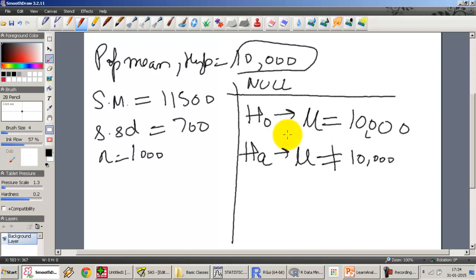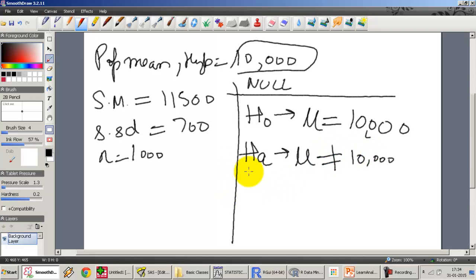Right? So this is the exact opposite. We don't say the H naught is that the average mean is greater than or less than 10,000. That's not the exact opposite. The null hypothesis that we are testing is that the population mean is 10,000 units of currency earned. The alternative hypothesis is that the average income is not 10,000.